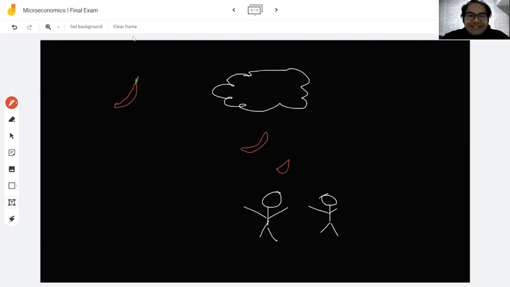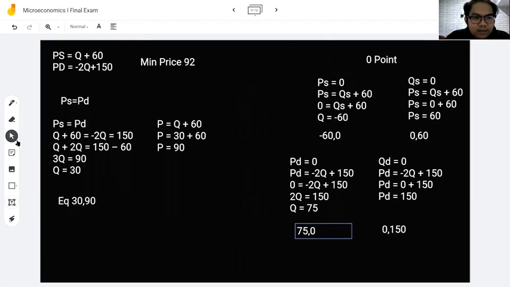Let's see. Oh yeah, guys, I forgot to mention that for the deadweight loss Cartesian diagram, we need to find the minimum quantity also, because we know the minimum price is 92, but we also need the coordinate for the minimum quantity. How to search for it? Just put the 92 into one of these equations. So I will take this simpler equation, the supply equation.